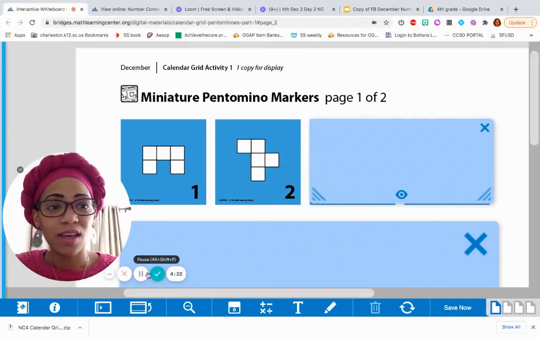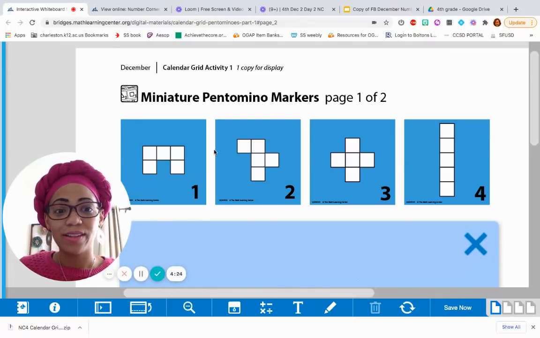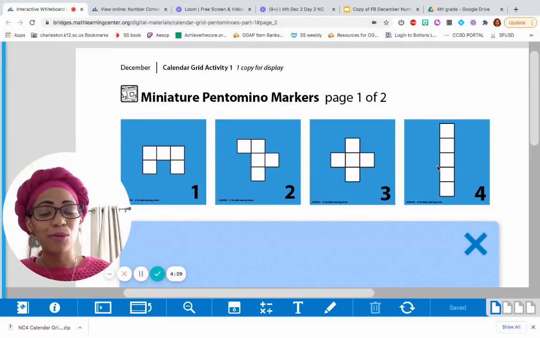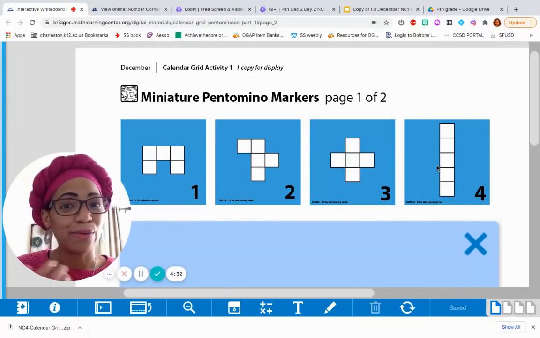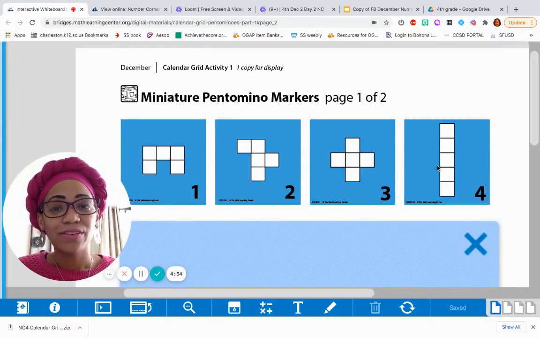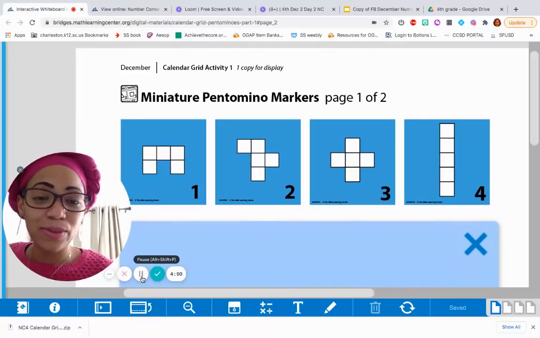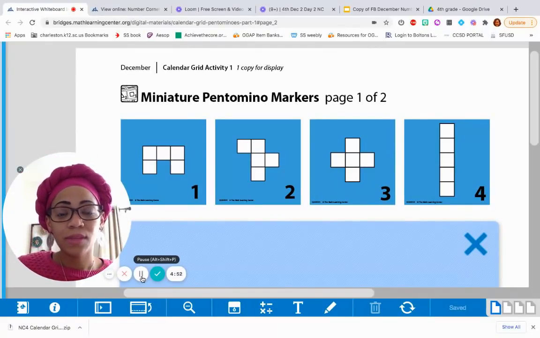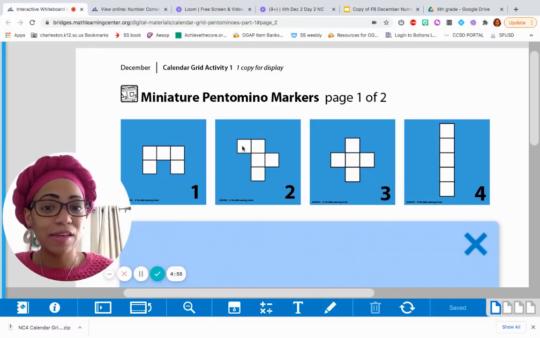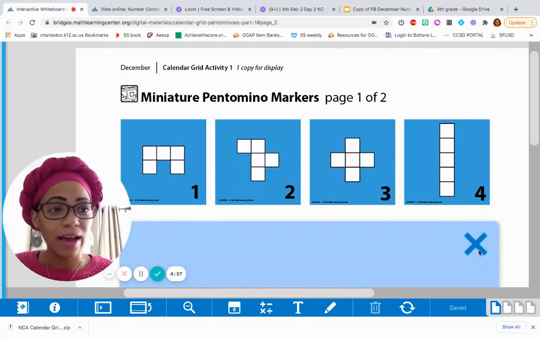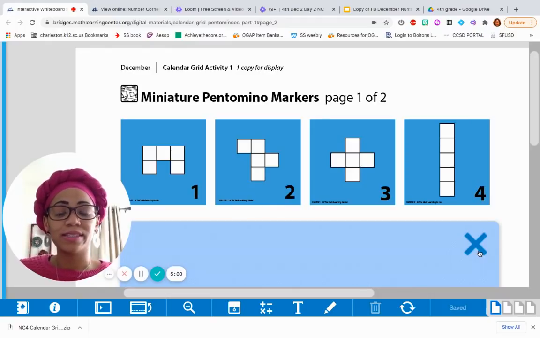All right, so now I'm going to reveal all 4. We look at all 4 because our goal is to try to figure out what patterns are being established for this month. Okay, so does anybody want to share what they're noticing? They all have the same area. You're right, they all have those 5 square units.